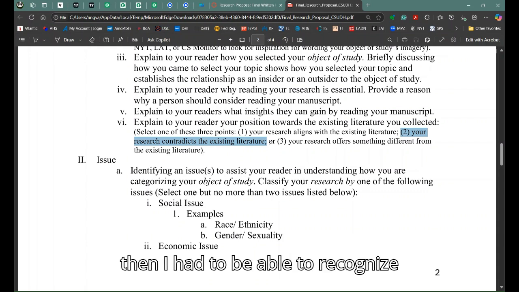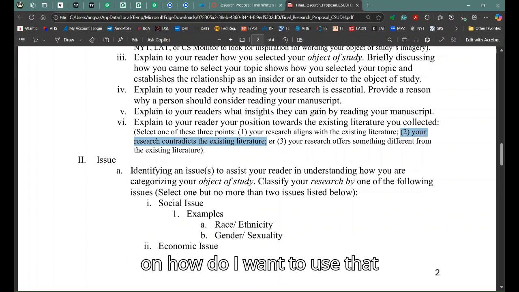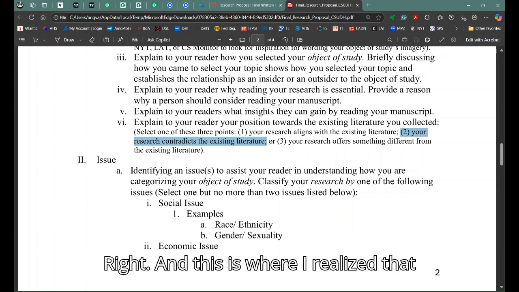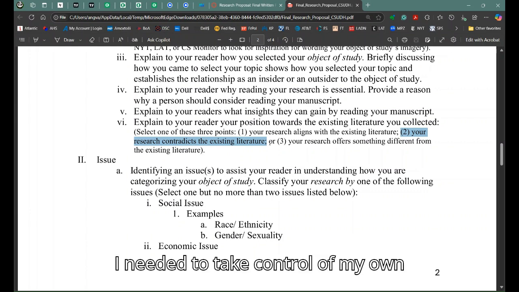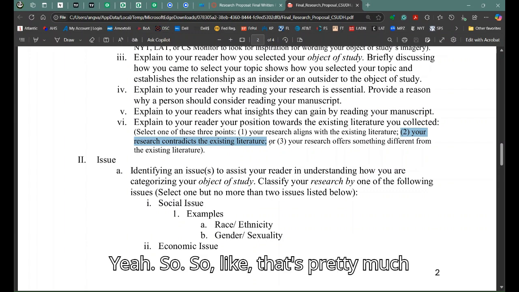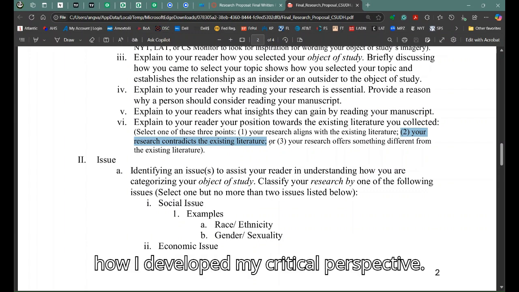But then I had to be able to recognize how I want to use that information to accomplish what I wanted to accomplish. And this is where I realized that I needed to take control of my own education. Okay. Yeah, so that's pretty much how I developed my critical perspective.